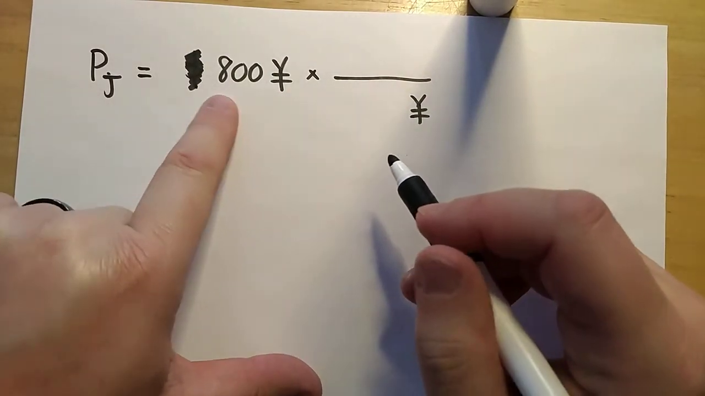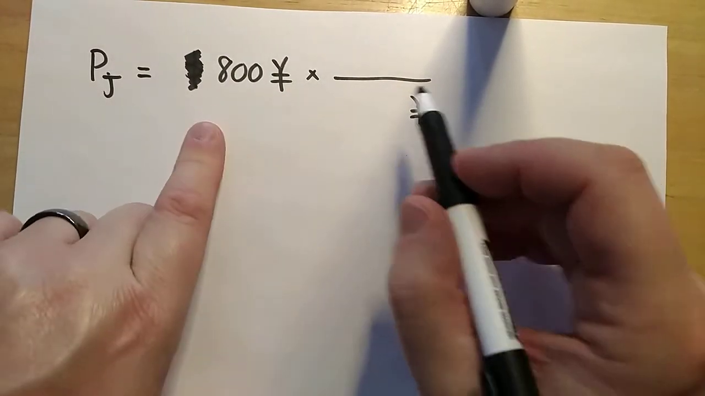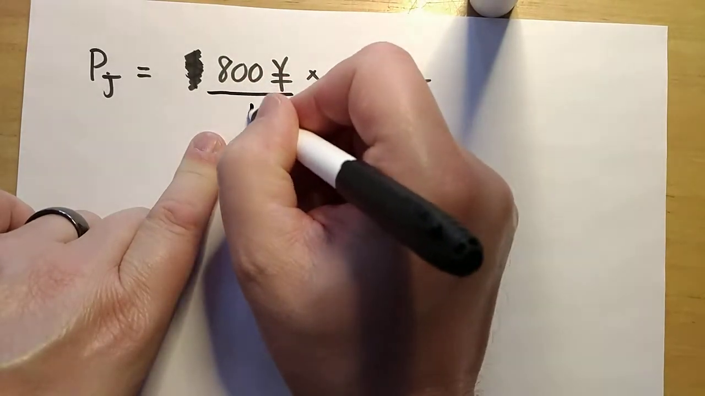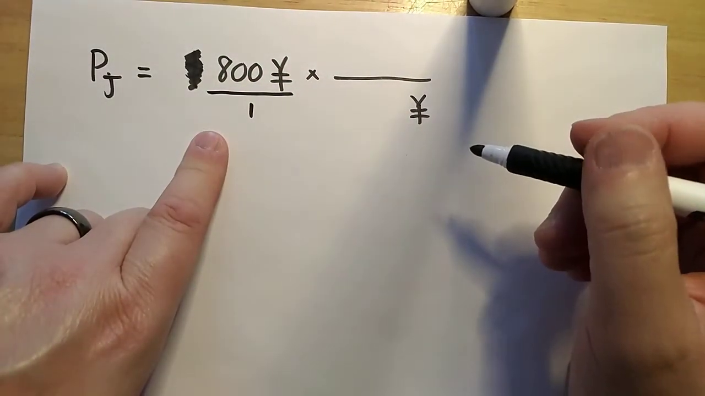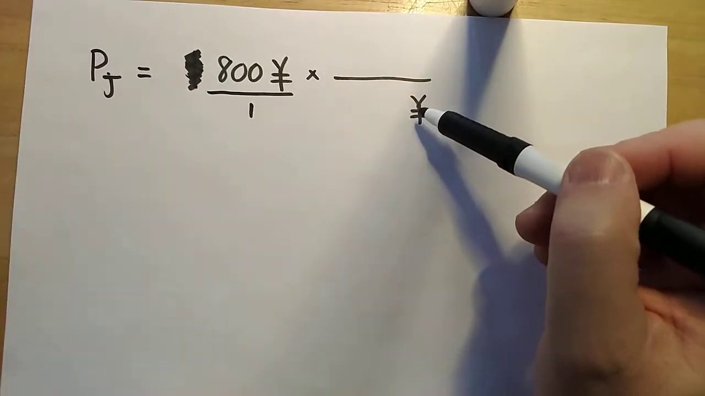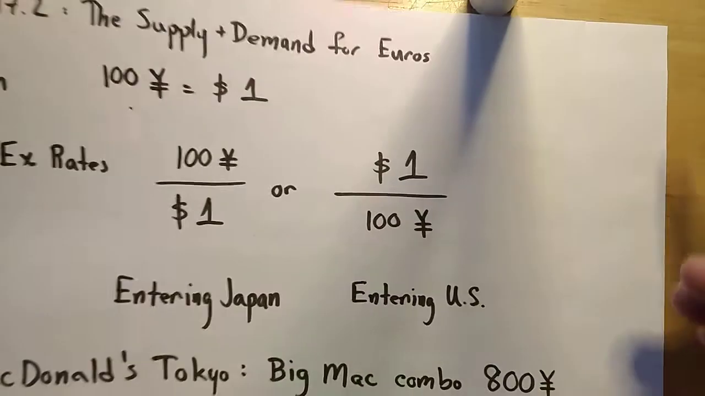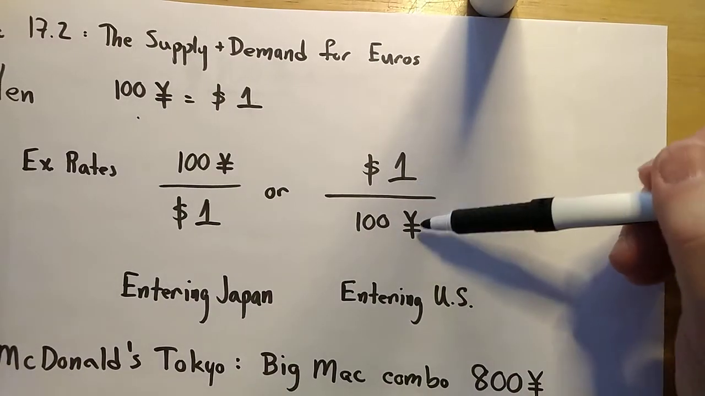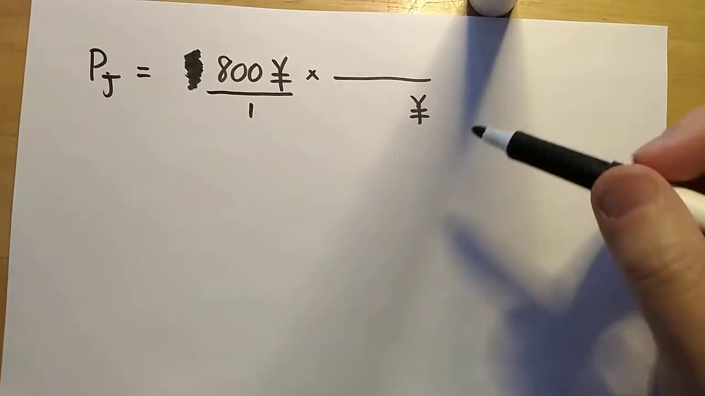Might be kind of weird to think of me saying yen in the numerator there, but I could write this as 800 yen divided by 1. That would be totally okay. All right? So if I'm looking for something that has yen in the denominator, it's this exchange rate here that I want to use. Okay?